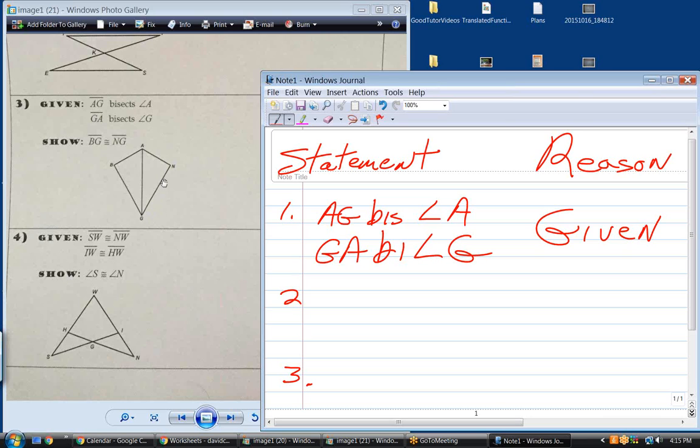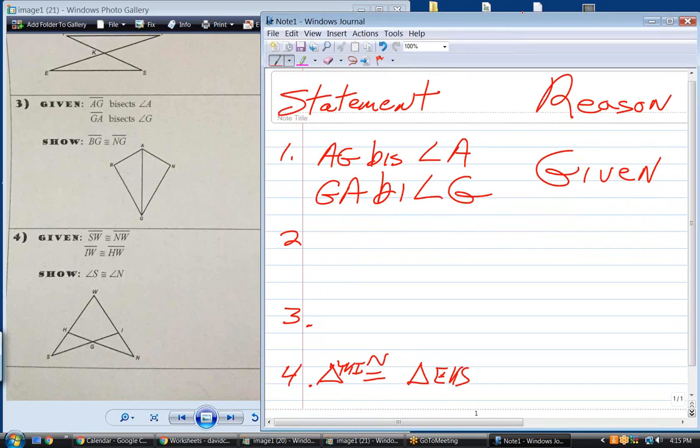Okay. Well, the way we're going to prove that is we're going to prove congruency of the two triangles. In other words, this is the first problem we've seen where they haven't asked us to prove two triangles are congruent. But they're telling us that AG bisects angle A, which means that angle is equal to that angle, and AG bisects angle G, which means that angle is equal to that angle. Okay. So help finish the proof here.